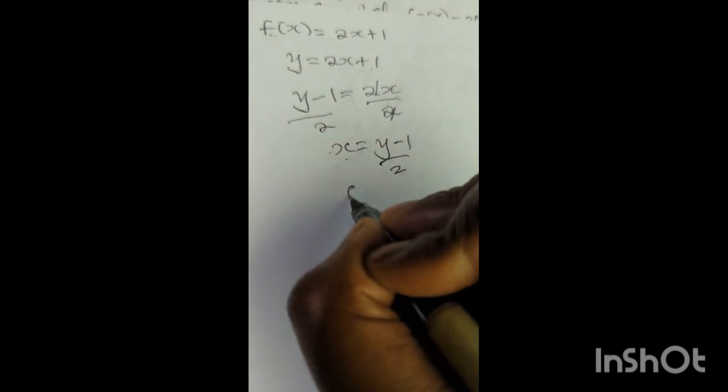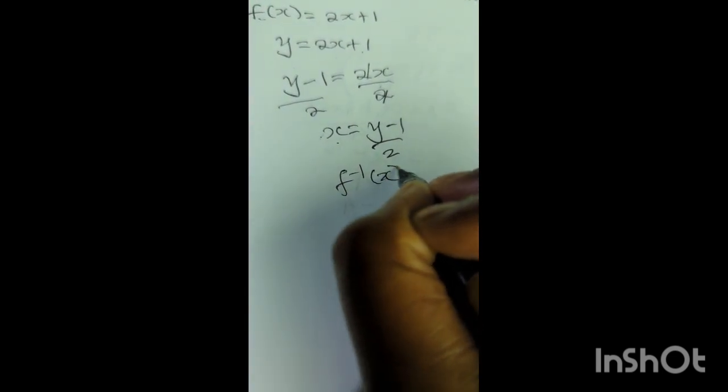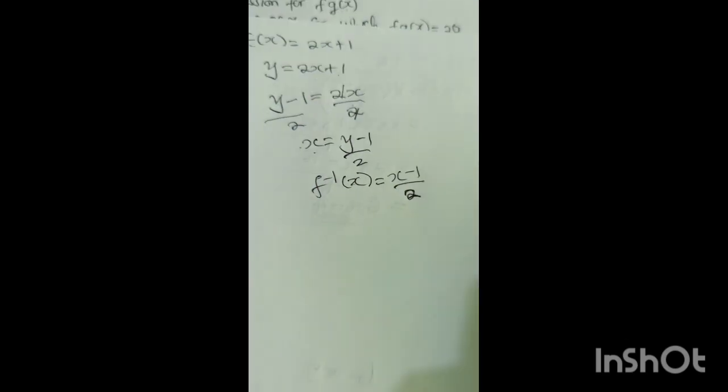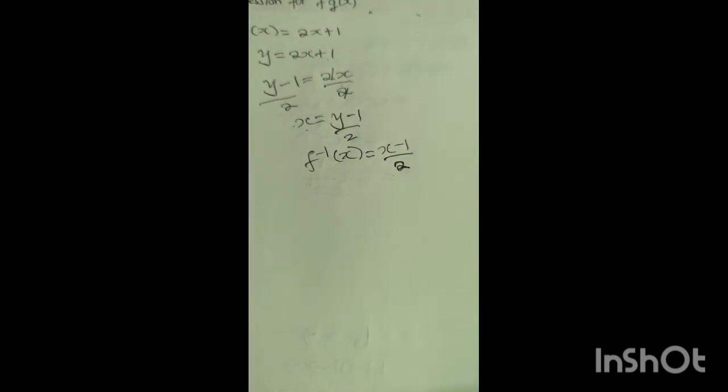Then now you just replace this x with the inverse. F inverse of x is equal to, and then where there's y you put x. Guys, that is not hard. You just need to practice. It's very easy. That is all. I found f inverse of x, which is x minus 1 all over 2.